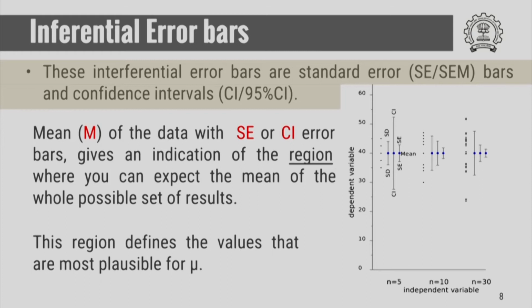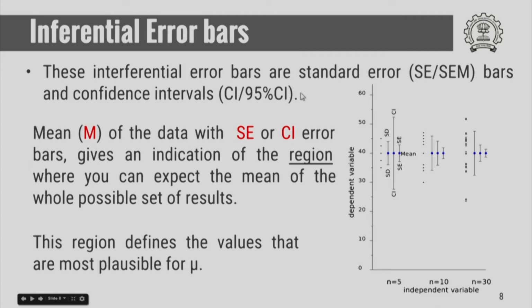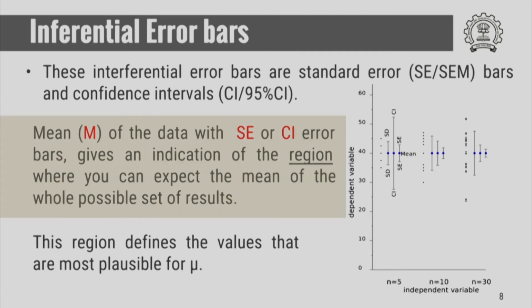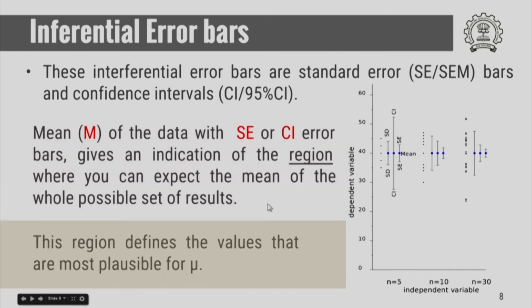Now, let us talk about inferential error bars. The inferential error bars which are generally used are standard error or standard error of the mean, denoted by SE or SEM, or they can be confidence interval, denoted by CI or 95% CI. The 95% confidence interval is the more commonly used one, and it is important to remember that the mean of the data with standard error or confidence interval error bar gives you the indication of the region where you expect the mean of the whole possible set of results to lie, and therefore, this region defines the values that are most plausible for mu, or the true value of the quantity.